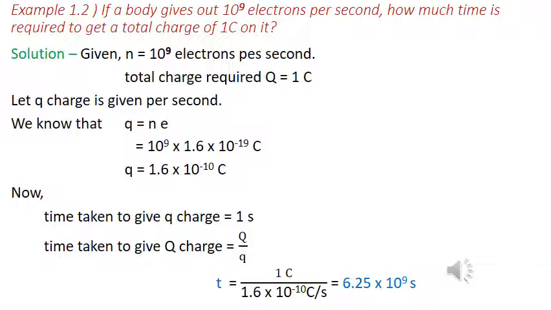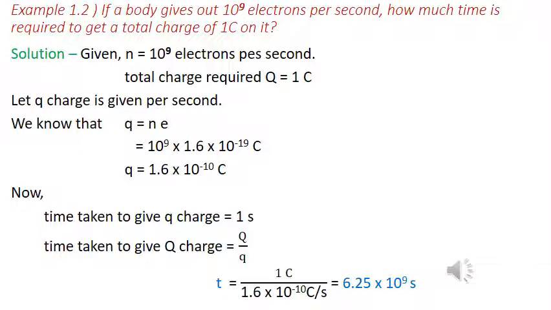If a body gives out 10 to the power 9 electrons per second, how much time is required to get a total charge of 1 coulomb on it? In this question, it is saying that a body is giving out 10 to the power 9 electrons per second, and we have to calculate the time in which it will get a total charge of 1 coulomb.